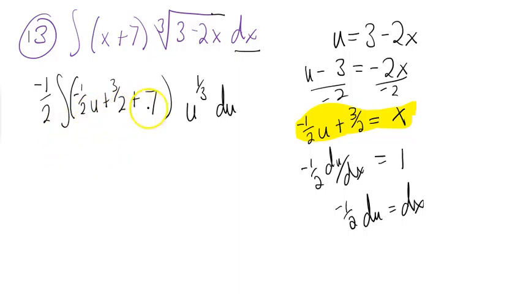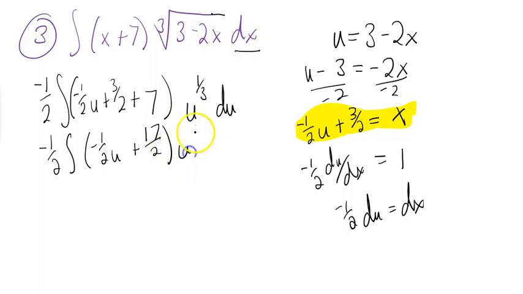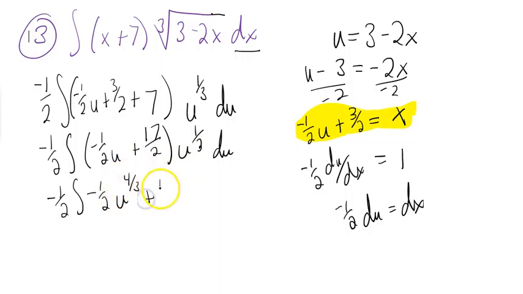Now, before I go on, I need to combine the 3/2 and the 7. And that will be 17/2, because 7 is 14/2. And now it's pretty much like the other problems. I'm going to distribute this u to the 1/3 in, add the powers. So I have a -1/2 u to the 1 plus 1/3, so that'll be 4/3, and then plus 17/2 u to the 1/3.